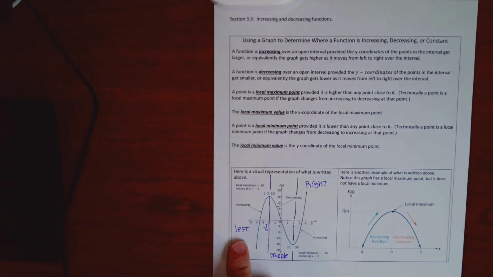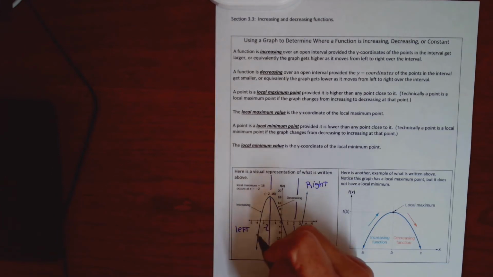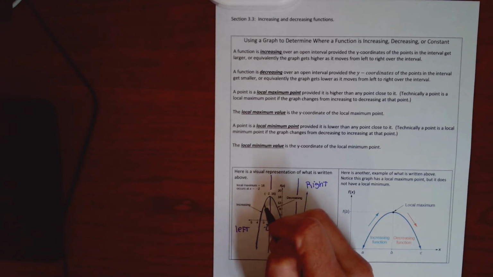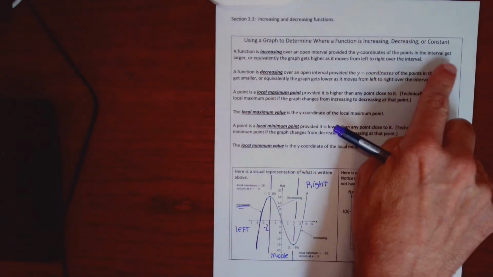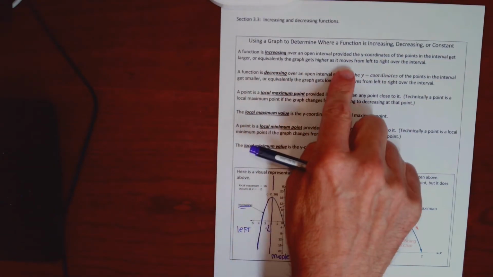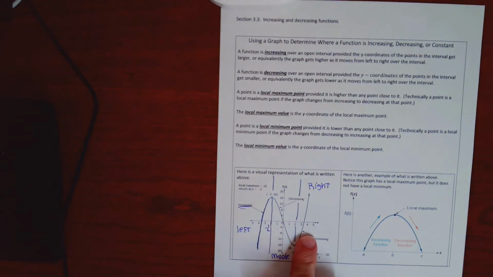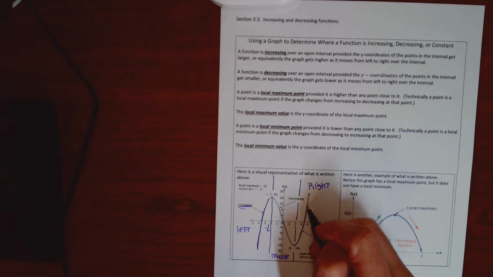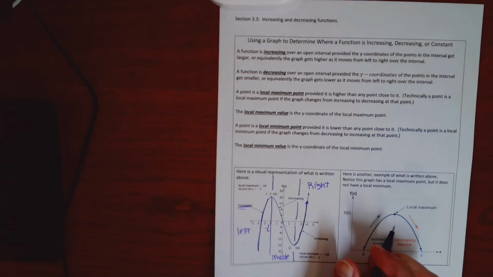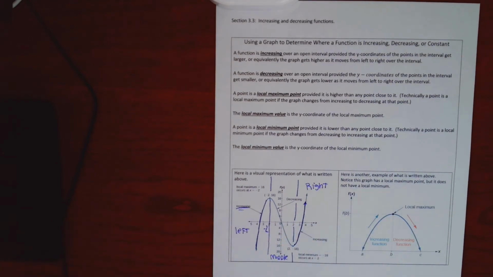I would say the left region of the graph is increasing because if I'm drawing on this, my marker is getting higher as I move from left to right. So this is an example of an increasing interval because the graph gets higher as it moves from left to right. Also, the right interval is another example of an increasing interval because as I move from left to right and trace along this, my graph is getting higher. So this graph has two increasing intervals.